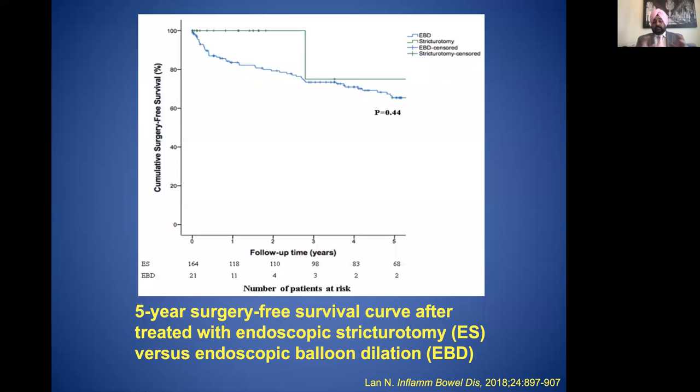When we look at 5-year surgery-free survival between endoscopic stricturotomy and balloon dilatation, for the first 3 years, endoscopic stricturotomy definitely tends to fare better than endoscopic balloon dilatation, but after 3 years, the curves both seem to merge, indicating that the effect after 3 years seems to be the same between the balloon and stricturotomy groups.